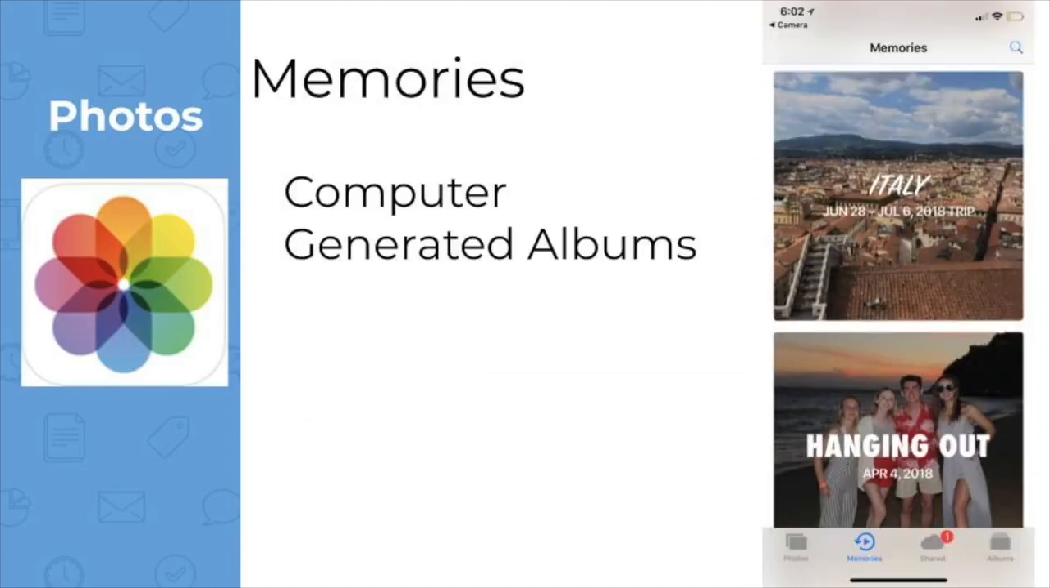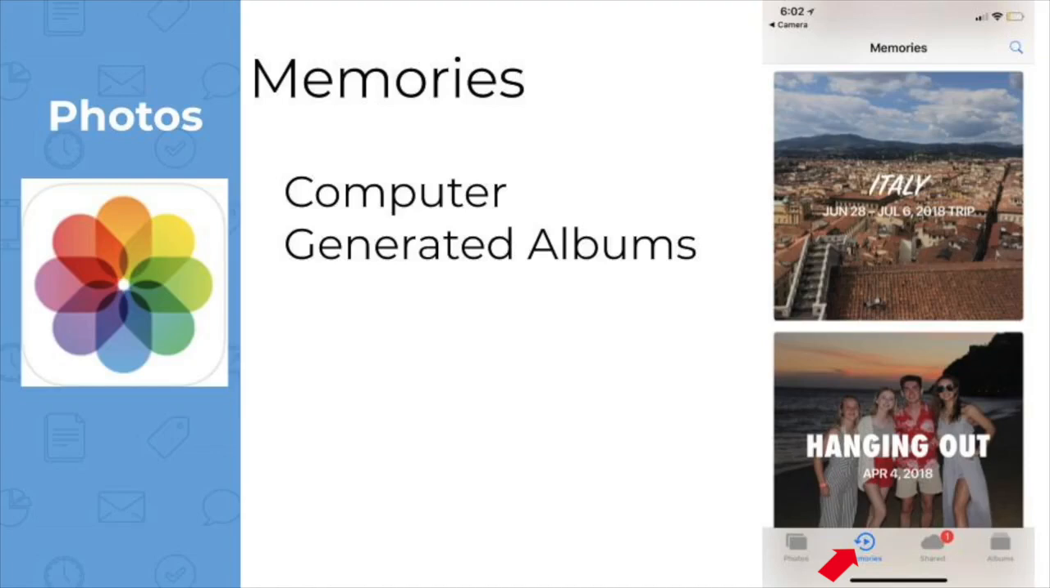Now let's take a look at Memories, which is the next item on the very bottom of the screen next to the Photos option. Memories are essentially computer-generated albums. This is a feature that Apple released about 2 years ago. This allows the computer to look at all of your pictures and group them into what it thinks are similar images, and it will actually prepare an automatic slideshow of those images for you when you click on it. You can see on my screen, it automatically picked out all of the images from my Italy trip and will show the dates of that trip beneath it.